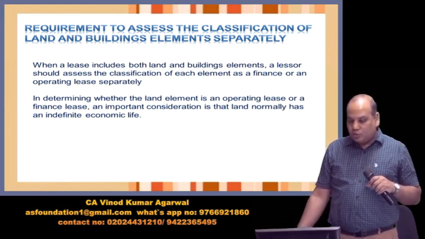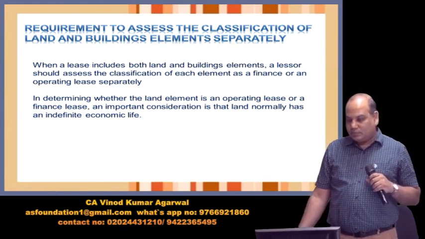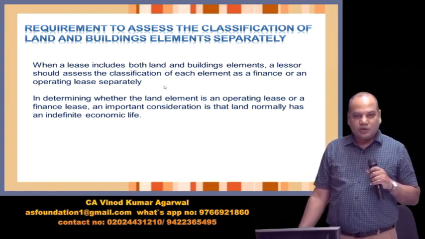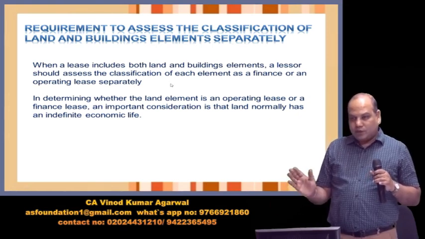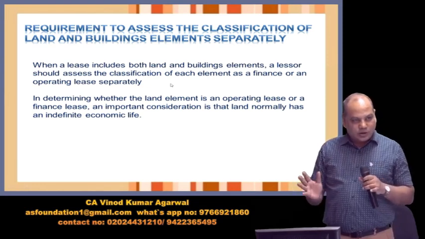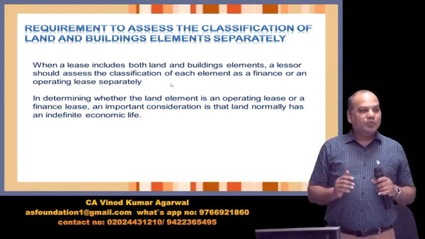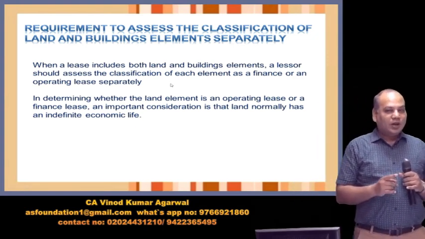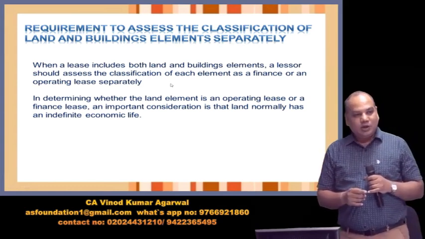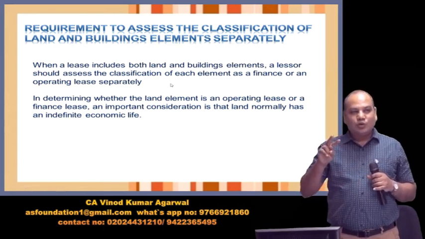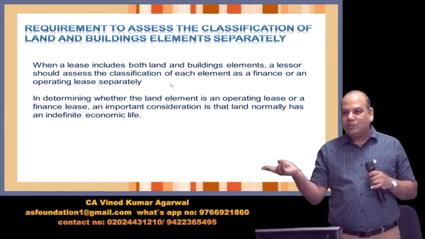When a lease includes both land and building, a lessor should assess the classification of each element as a finance lease or operating lease separately. So your effort should first go to check there are two elements, land and building, whether both are operating lease, both are finance lease, or is it possible that land may be an operating lease but building may be a finance lease? Possible? Can we have two classifications for land and building?